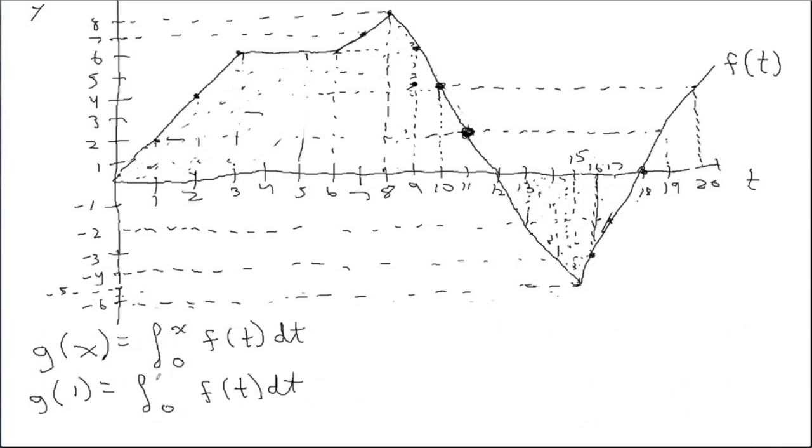What should I write here? 1. Okay, very good. And what does this mean? The definite integral of f of t between 0 and 1. Good. And what's its graphical interpretation? That's what I want to focus on more. What's the graphical meaning of this? It's the area between the axis and the curve between 0 and 1. Good. So it's this area. So this area here is g of 1.